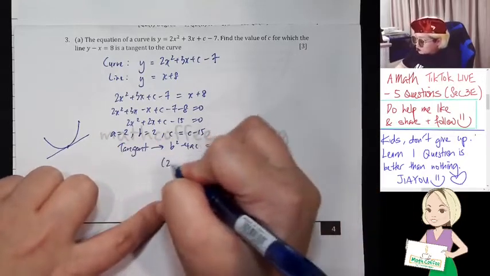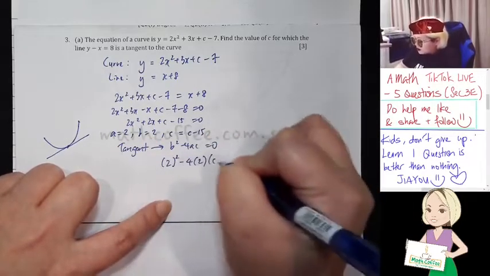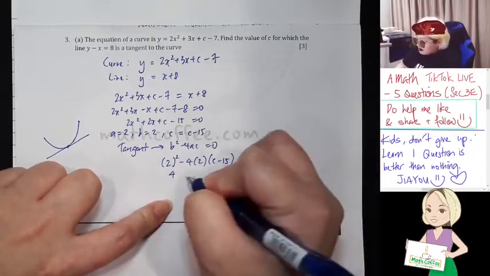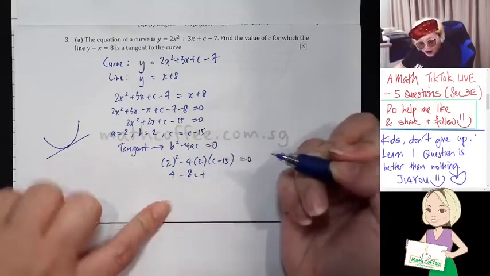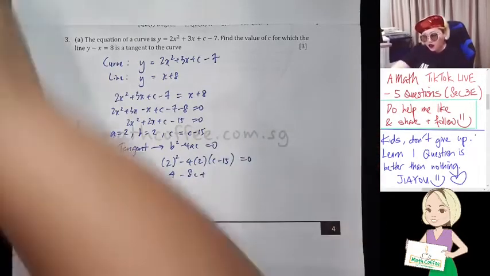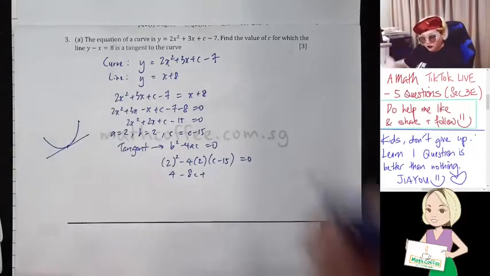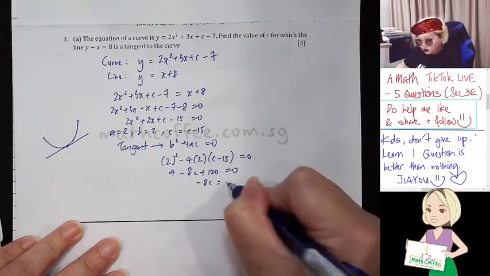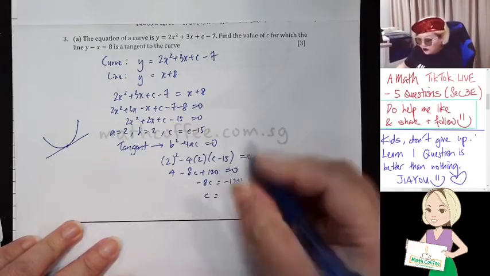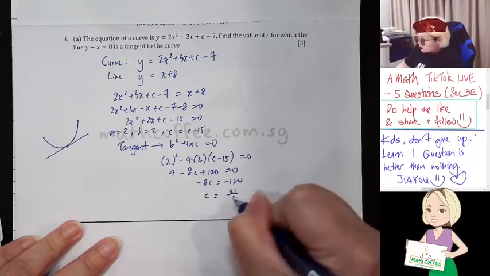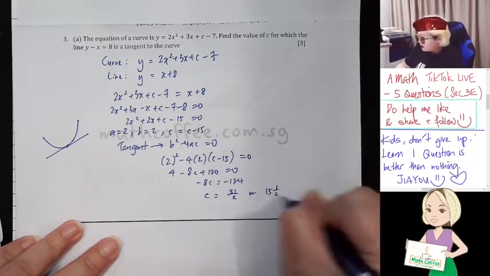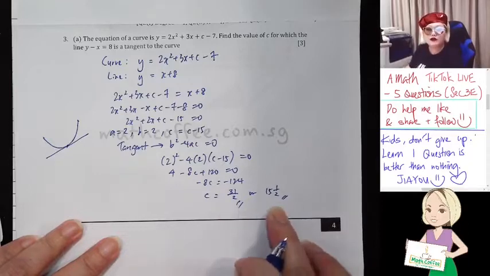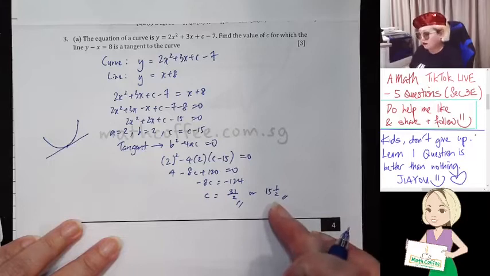b squared means 2 squared minus 4ac equals 0. So it becomes 4 minus 8c plus, wait, let me see my work. Okay, 120 equals 0. So I have minus 8c equals negative 124. So c is 31 over 2 or 15 and a half. Either one you can write. You can put it in improper fraction or mixed number. But I prefer to put it in mixed number. Okay?